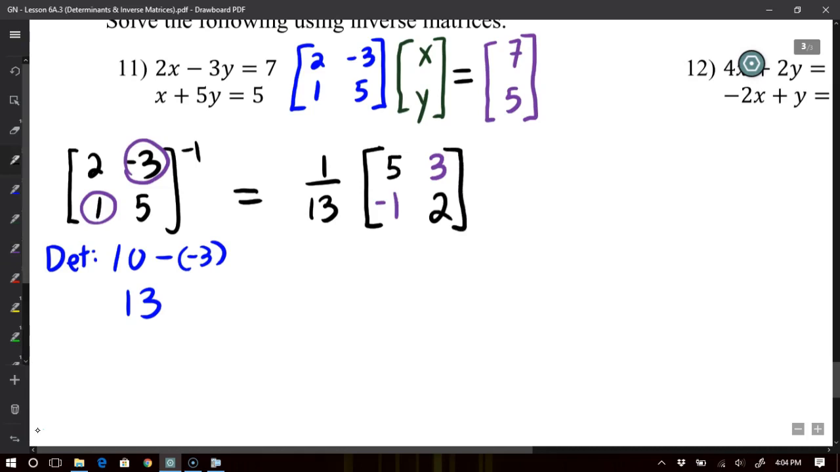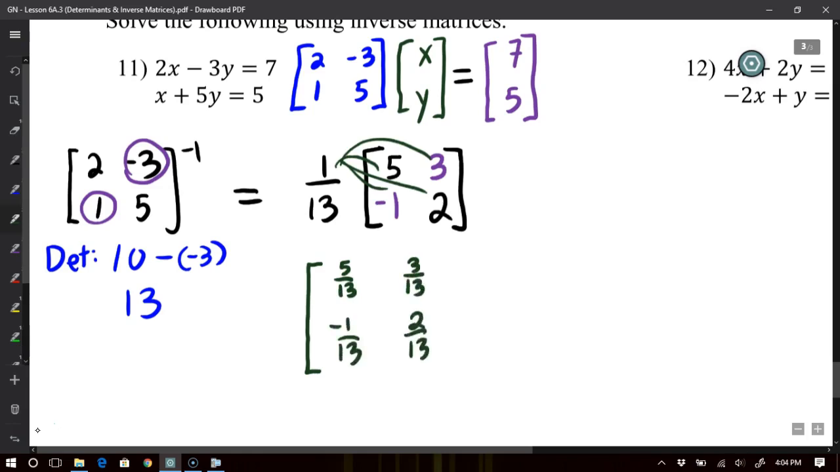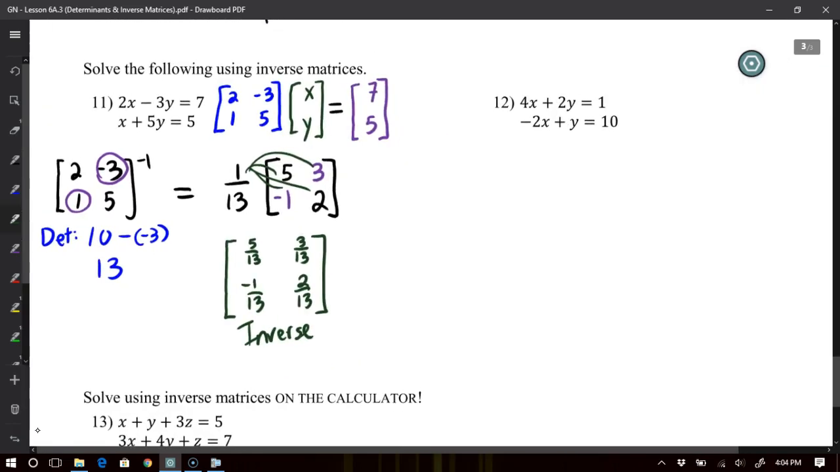And then we do scalar multiplication. So 1 goes to 5, 1 goes to 3, 1 goes to negative 1, 1 goes to 2. That's actually not bad because there's not going to be any simplifying there. I'm going to have 5 over 13, 3 over 13, negative 1 over 13, and 2 over 13. And that is my inverse matrix. Sweet. Now I can take that matrix and I'm going to multiply it by my answer matrix.